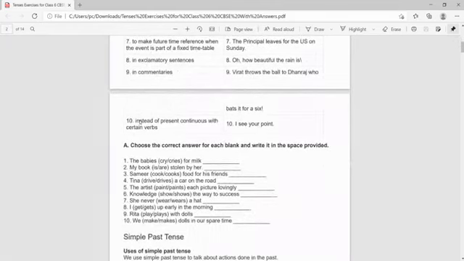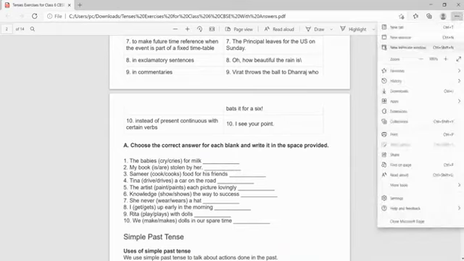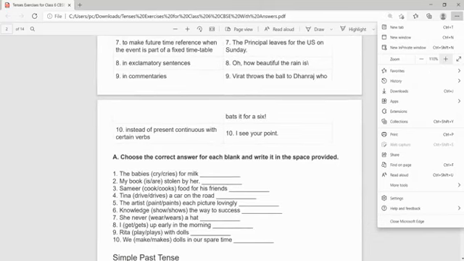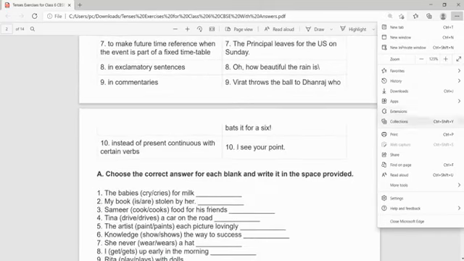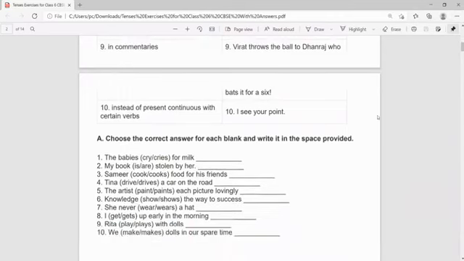Let us do this small exercise, then we will wind up here. You can see this exercise, please. I'll zoom it a little to make it clearer for you all. The baby cries for milk. My book is stolen by her.